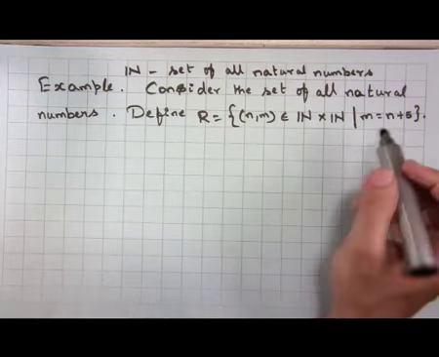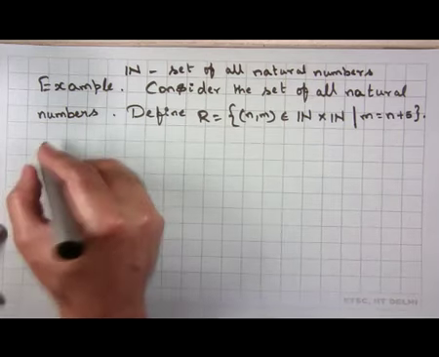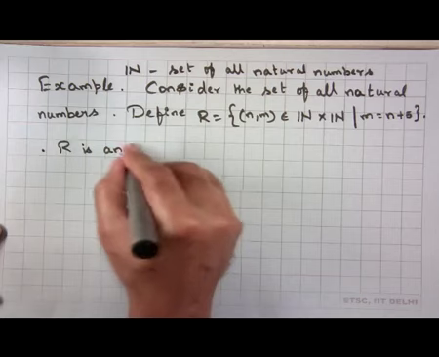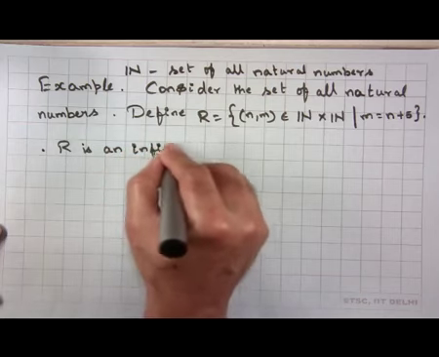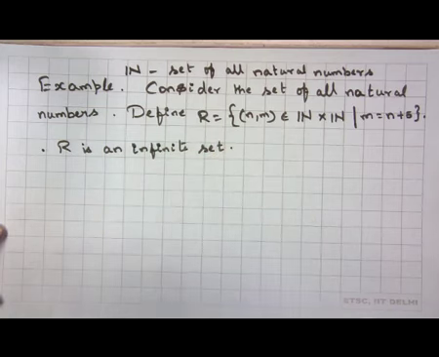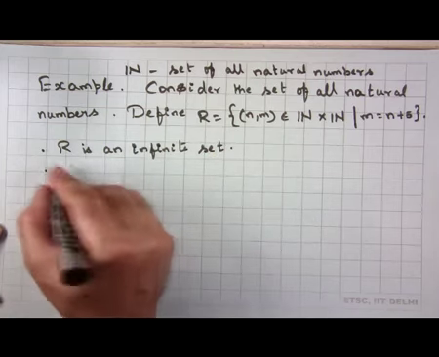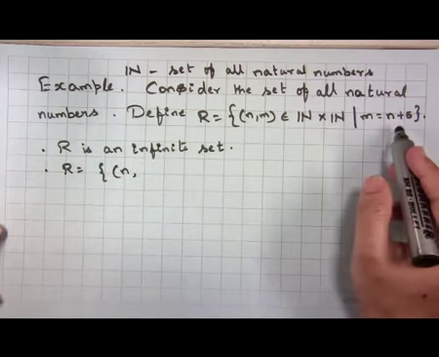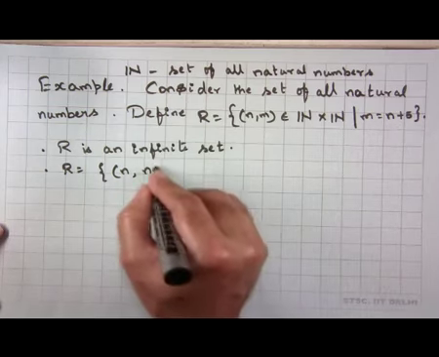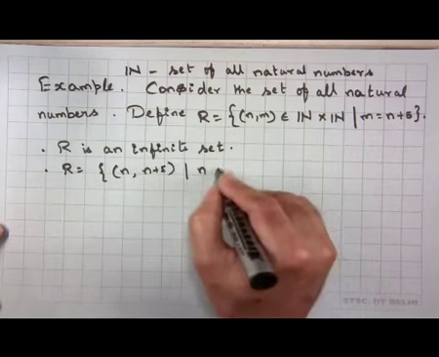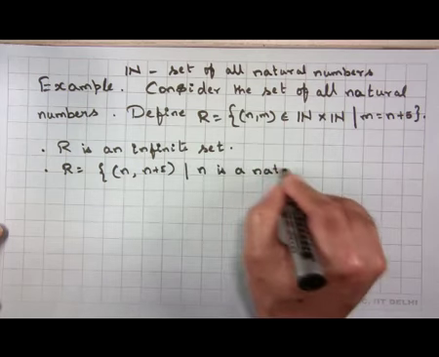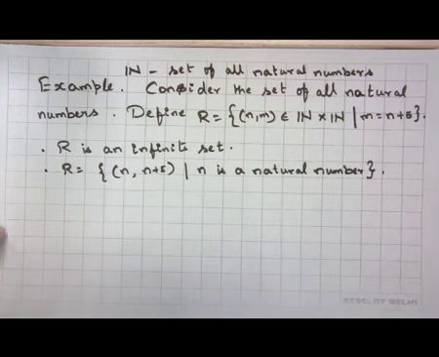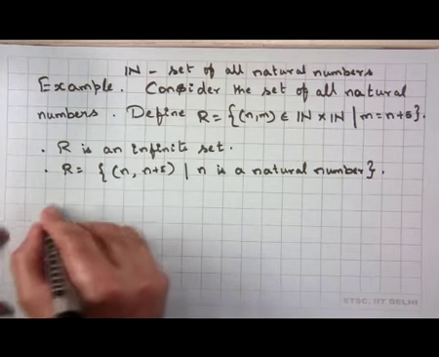Right. So, if you look at this one, the first thing that you will have to notice is that R is an infinite set. So, one can also write R as all those n comma n plus 5 with the condition that n is a natural number. Now, let us go to one more example.